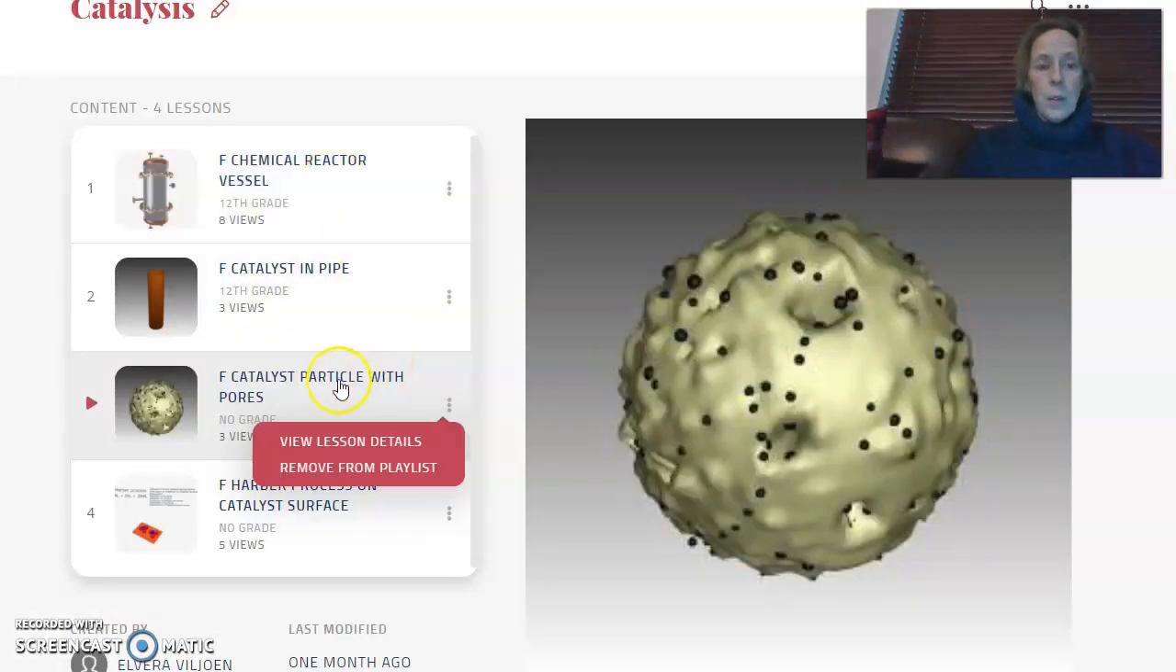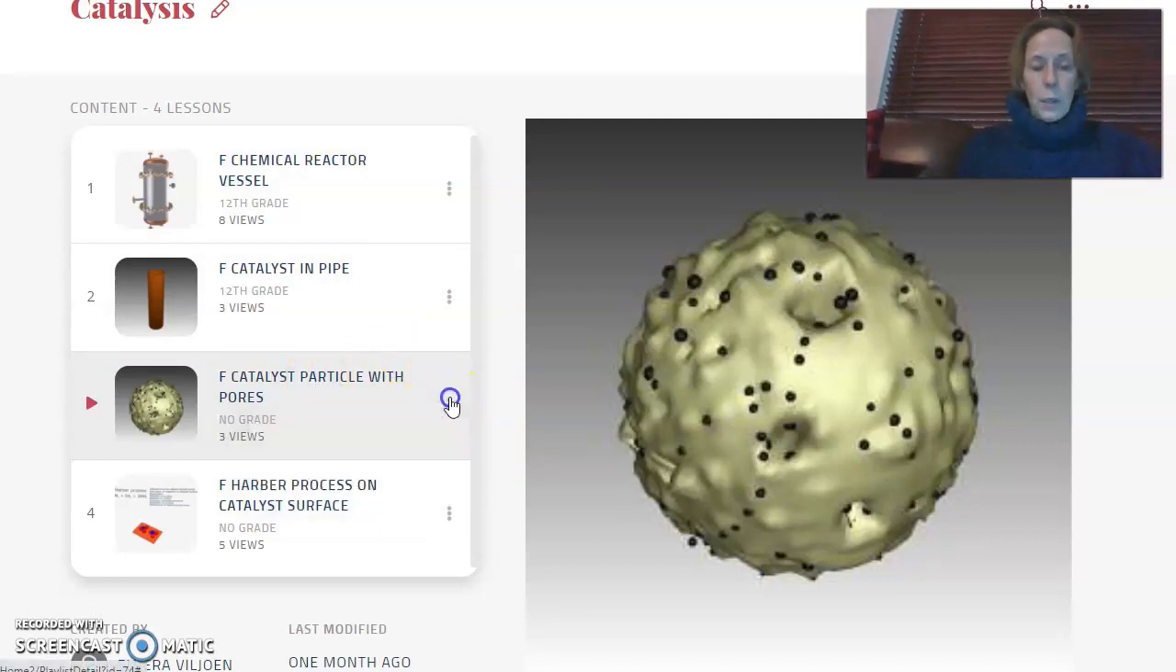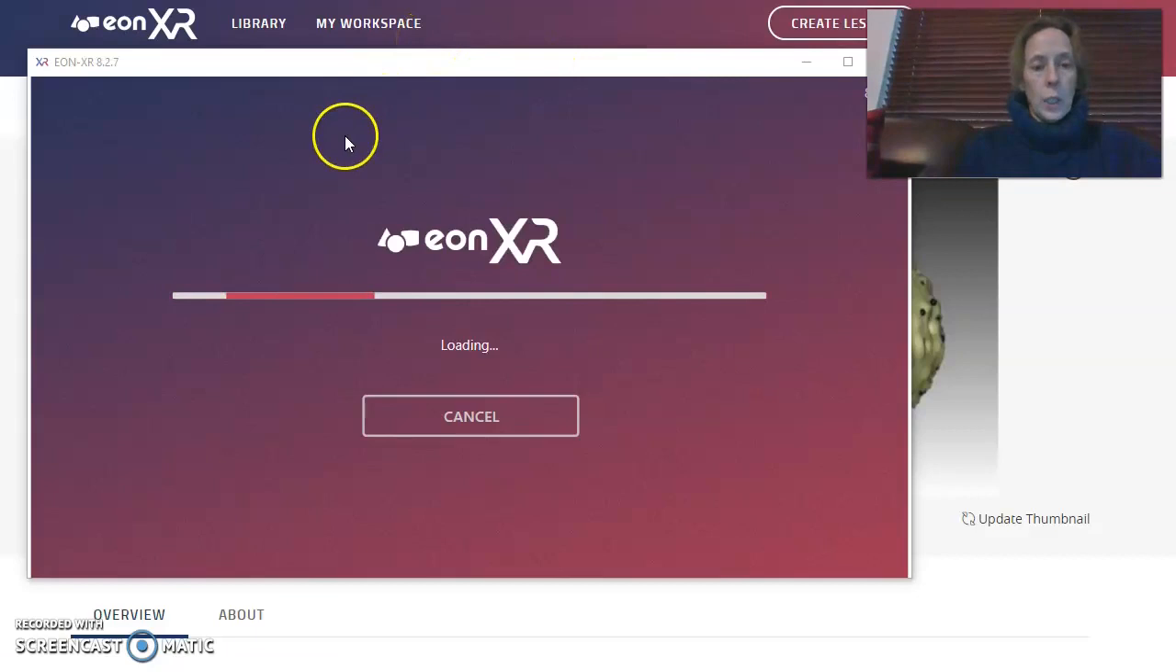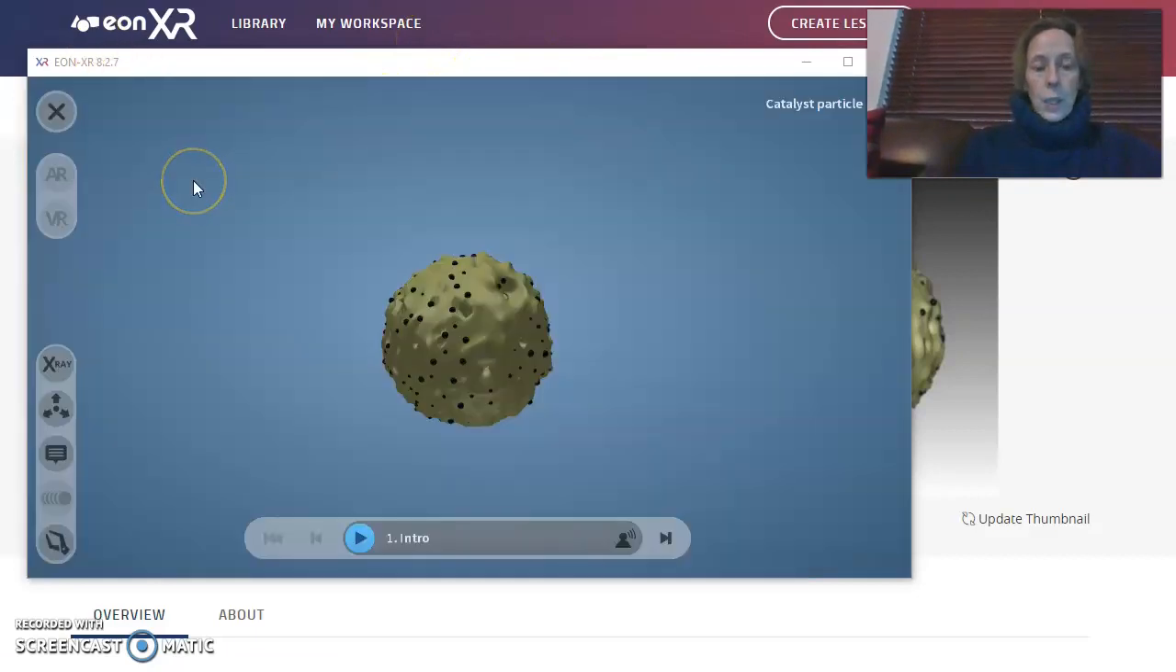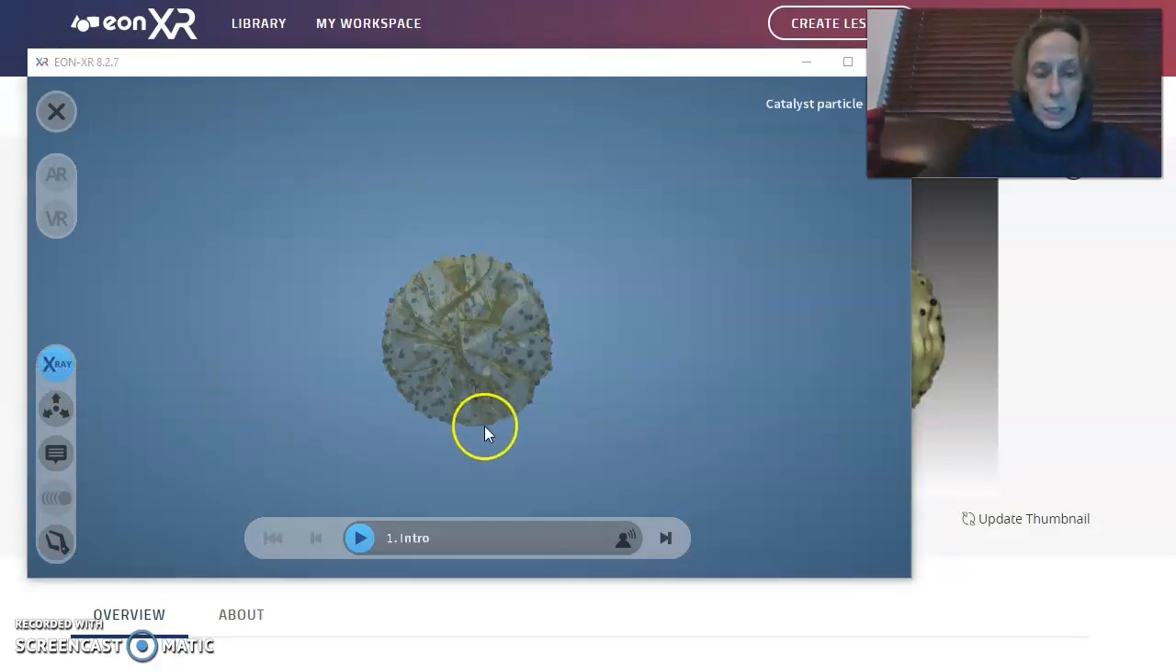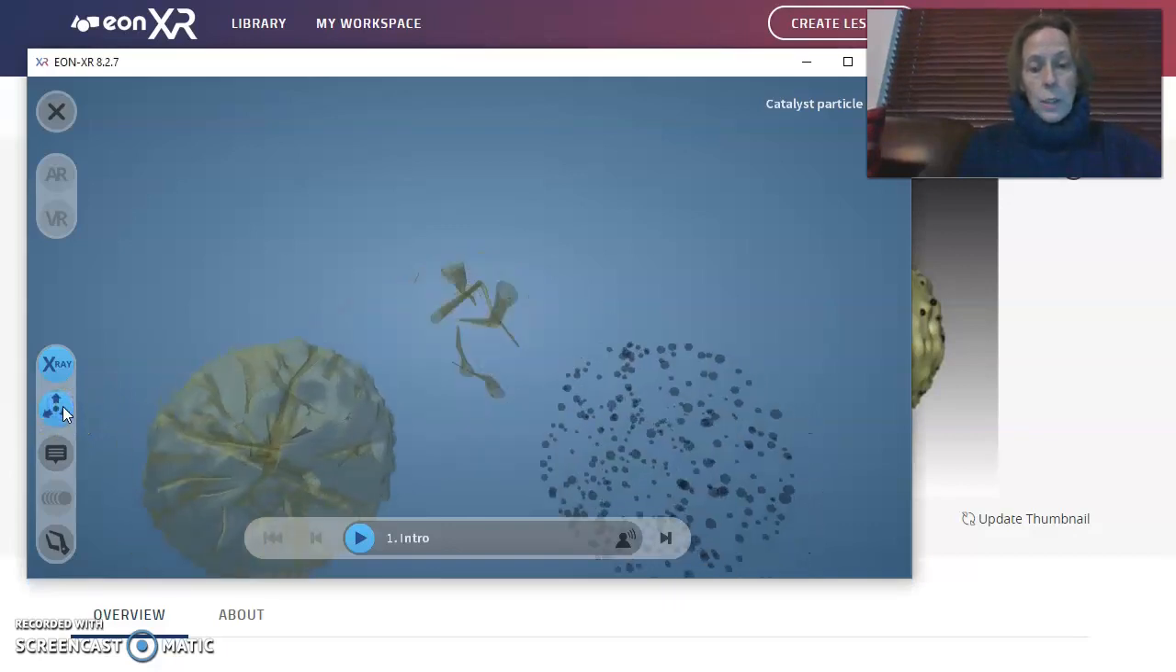Now I'm going to move over to the third lesson on my playlist, the catalyst particle. It takes a while to load. Here we are looking at the outside of a catalyst particle. I'm going to use the X-ray function so that you can see what it looks like on the inside. You can see these little pipes, they are our catalyst particle pores, and inside those pores is the active phase, those black dots. We can also use the explode function to see the different components that this catalyst particle consists of.